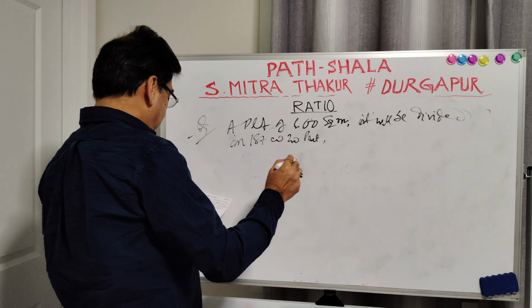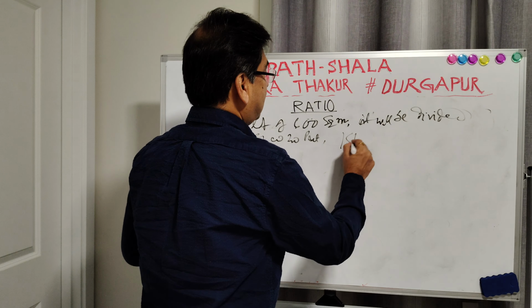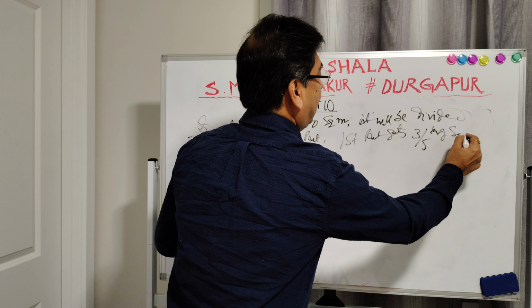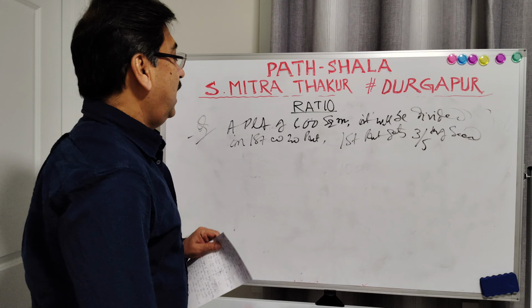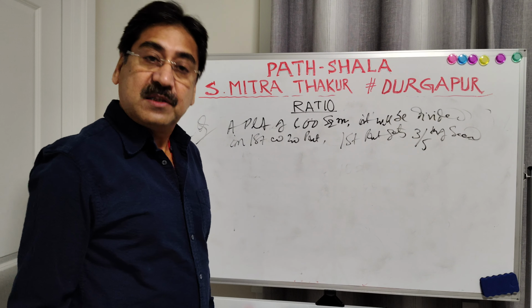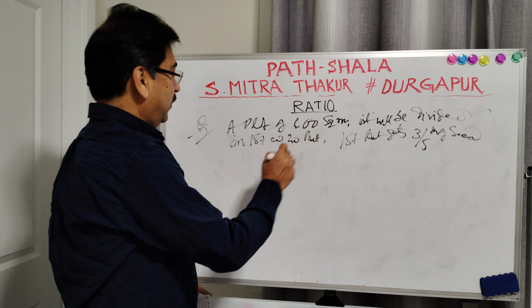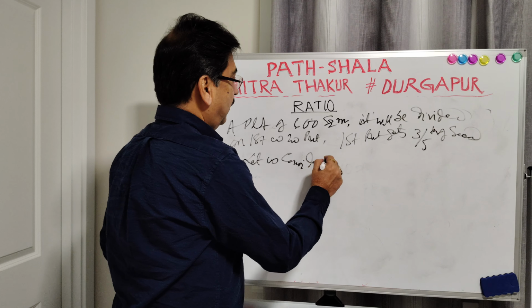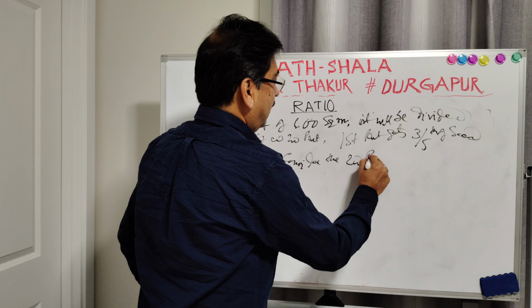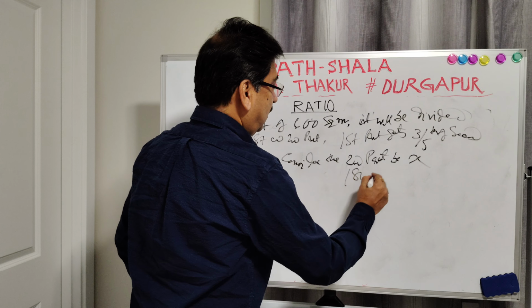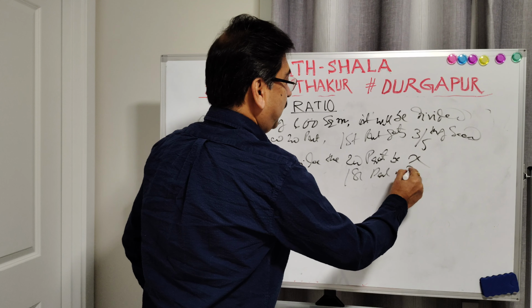First part gets 3/5 of the second. Then how much will they get? First part gets 3/5 of the second. Suppose, let us consider the second part is x. So the first part will be 3/5 of x, right?